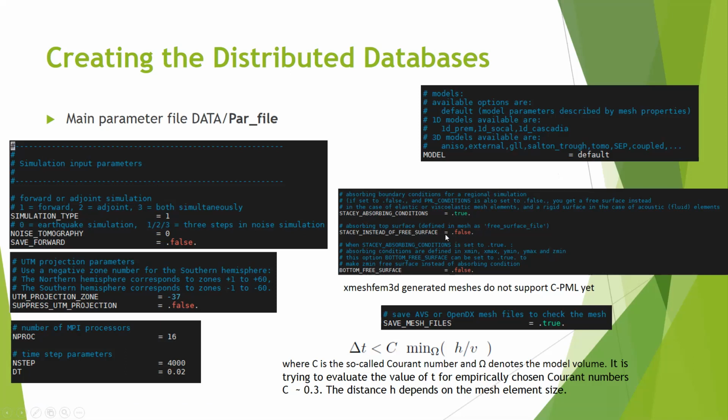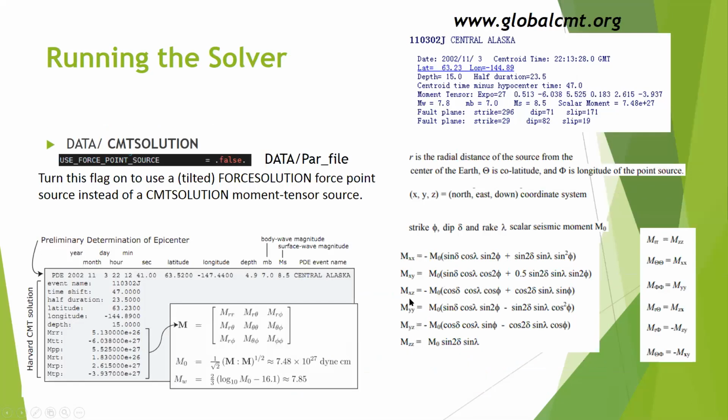You also can set or cancel the boundary condition at the free surface or bottom of your model. I only use the absorbing boundary condition because the model generated by XMesh FEM3D does not support the PML boundary condition. So you need to give some parameters for the earthquake source.